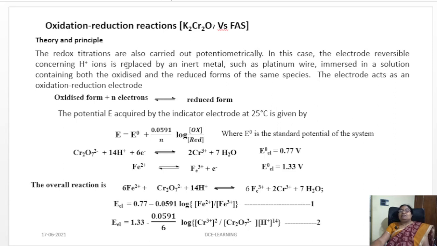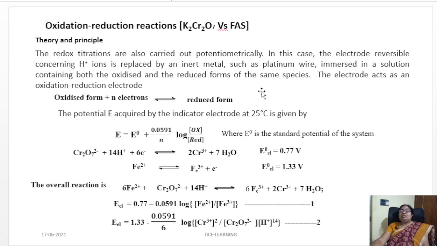The redox titration is also carried out potentiometrically. In this case, the electrode reversible with respect to H plus ion is replaced by an inert metal, such as platinum, which is immersed in the solution that contains both the oxidized and reduced forms of the same species. That will be a platinum wire. We are going to use it as an indicator electrode.